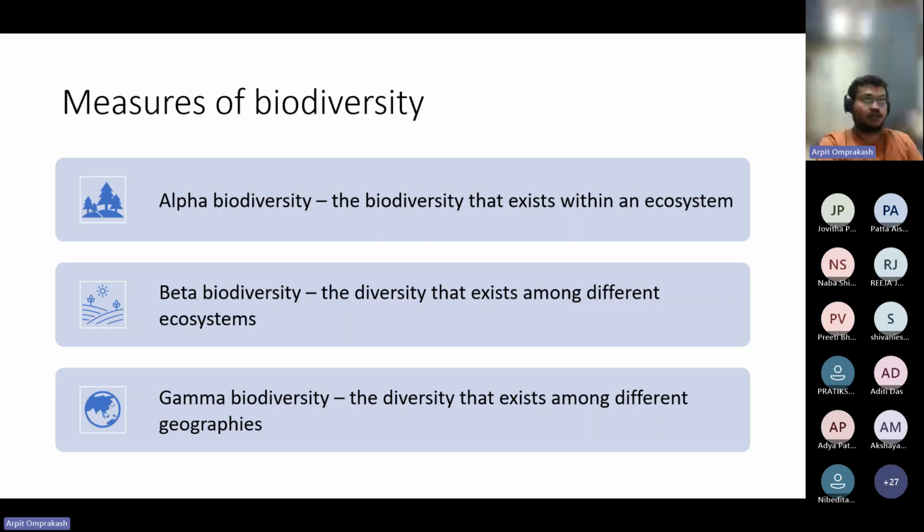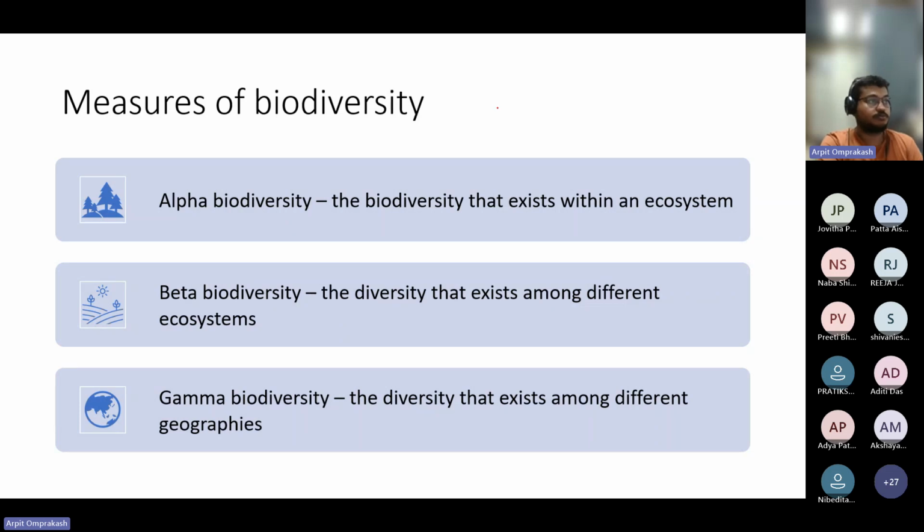Now, all the things that we talked about, the Simpson's diversity index and the Shannon diversity index, are basically measures of alpha biodiversity. What is alpha biodiversity? Alpha biodiversity is the biodiversity that exists within an ecosystem, or in a given place. But there can be other measures of biodiversity, such as beta biodiversity and gamma biodiversity. Beta biodiversity is a diversity that exists among different ecosystems.